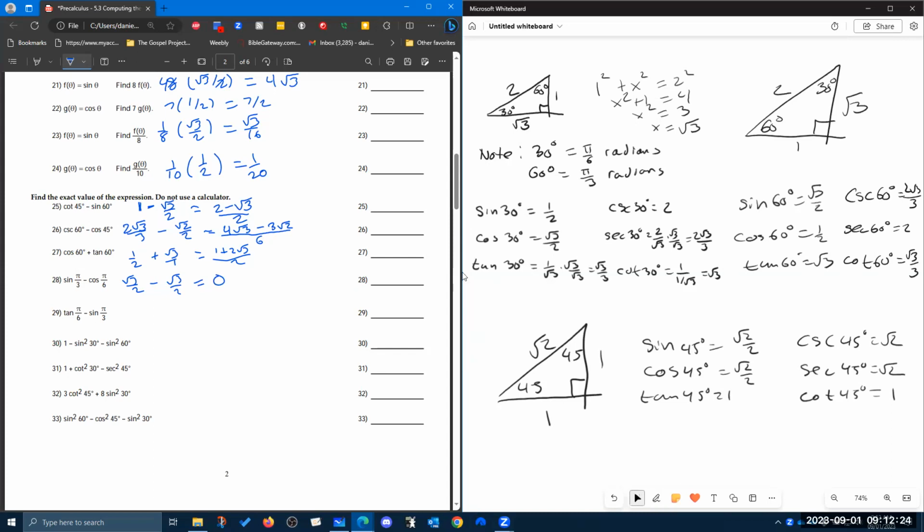Tangent of pi/6, tangent of 30, that's √3/3, minus sine of pi/3, so that's √3/2, is going to be 2√3 minus 3√3 over 6, or a negative √3/6.